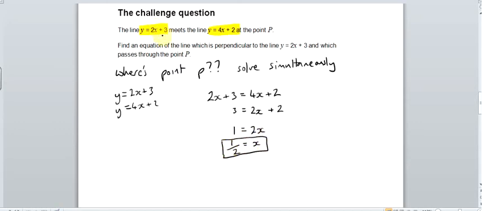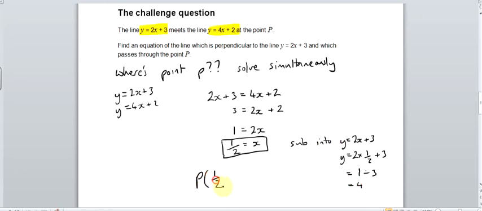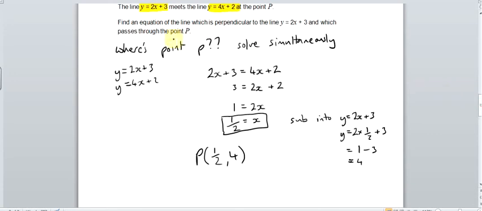And then substitute back in. So I'm going to substitute into the first one, y equals 2x plus 3. So y is equal to 2 times a half plus 3. 2 times a half is 1, 1 plus 3 is 4. So point P is a half, 4. Now that's not the answer to the question, is it? We want the equation of the line which is perpendicular.